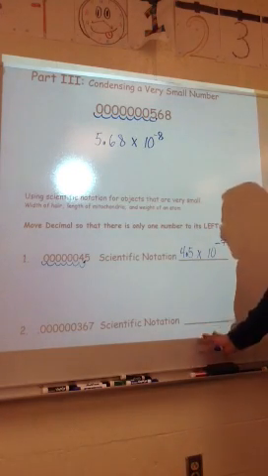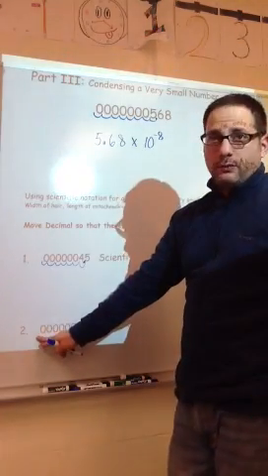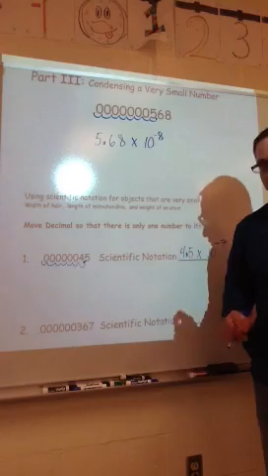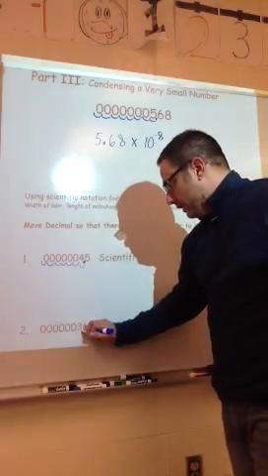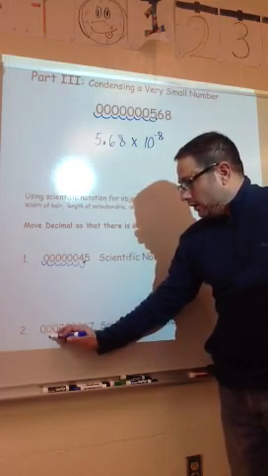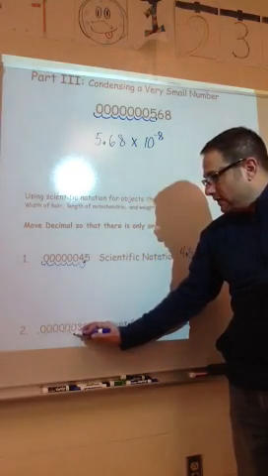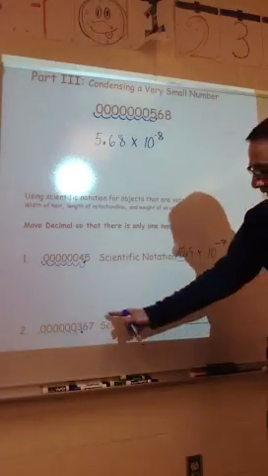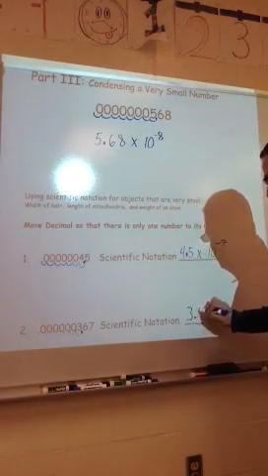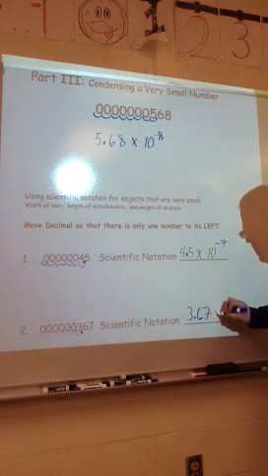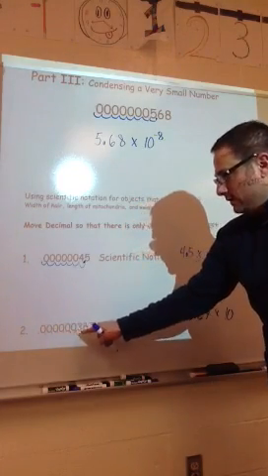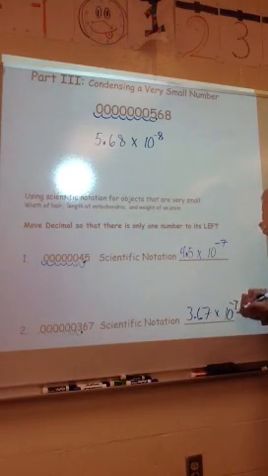Okay, take a look at the last problem. Again, decimal point, we're dealing with a very small number. We want to move the decimal point so there's only one number to the left, and that point would be right here. Now, count how many times. 1, 2, 3, 4, 5, 6, 7. Rewrite just this part of the number. Again, I don't care about the zeros. So it's going to be 3.67 times 10 to the -7.